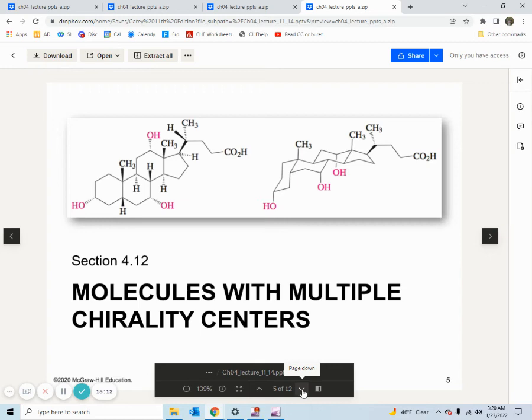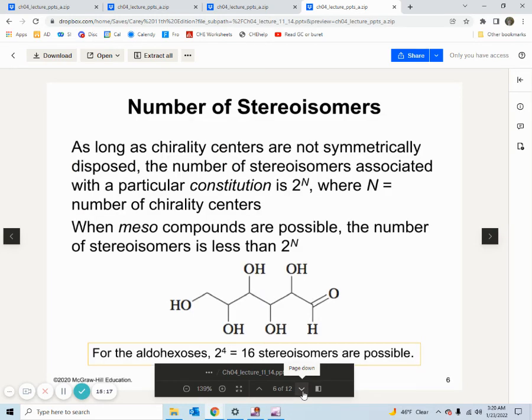Section 4.12 concerns molecules with multiple chirality centers. Okay. Here's info on the number of stereoisomers. As long as chirality centers are not symmetrically disposed, the number of stereoisomers associated with a particular constitution is 2 to the n, where n is the number of chirality centers. When meso compounds are possible, the number of stereoisomers is less than 2 to the n. For example, you have aldohexoses with 4 chiral centers, so 2 to the 4th, 16, would be the maximum number of stereoisomers.